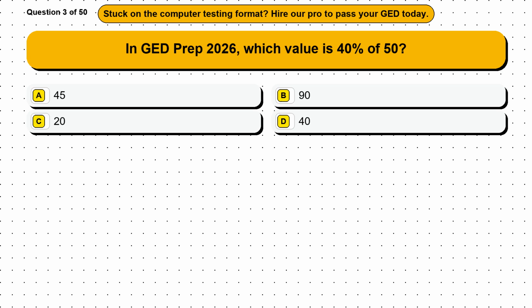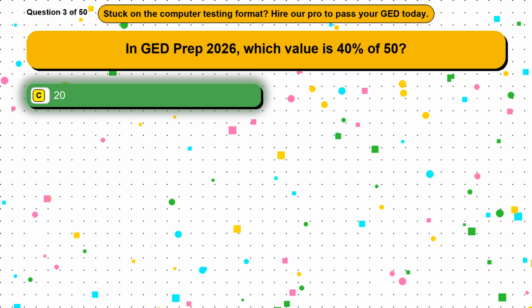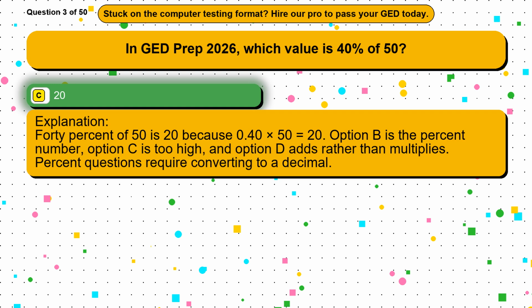Question 3. In GED Prep 2026, which value is 40% of 50? Option A, 45. Option B, 90. Option C, 20. Option D, 40. The correct answer is option C. 20. 40% of 50 is 20 because 0.40 times 50 equals 20. Option B is the percent number, option C is too high, and option D adds rather than multiplies. Percent questions require converting to a decimal.